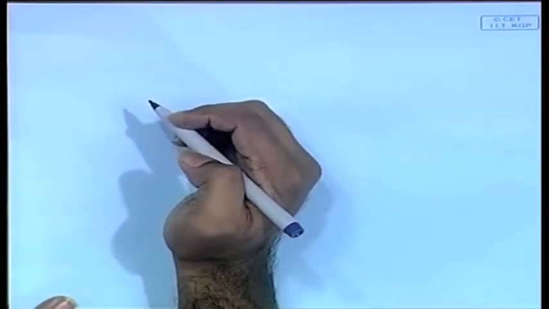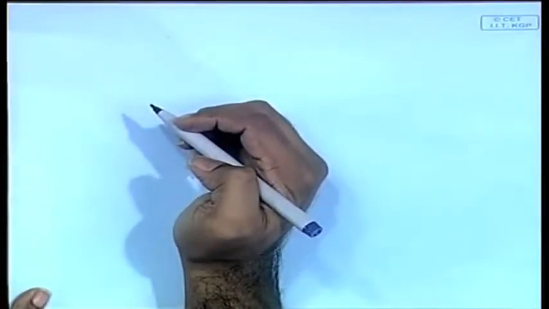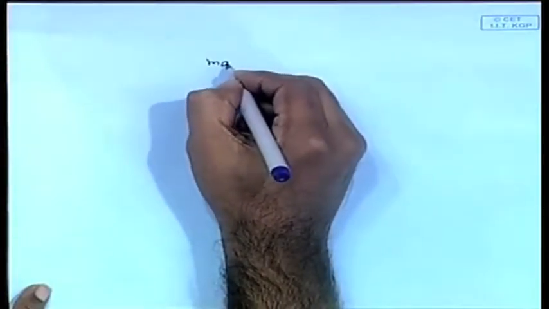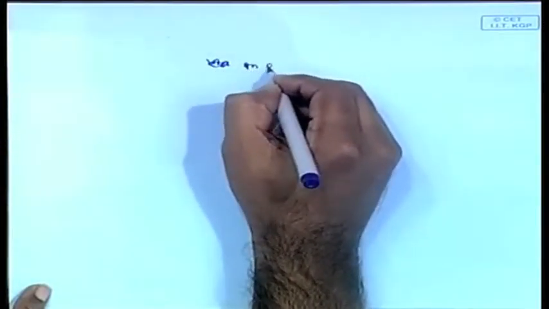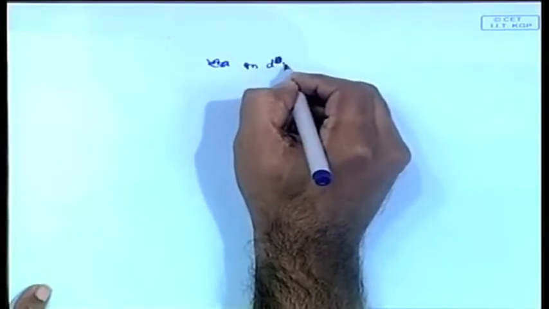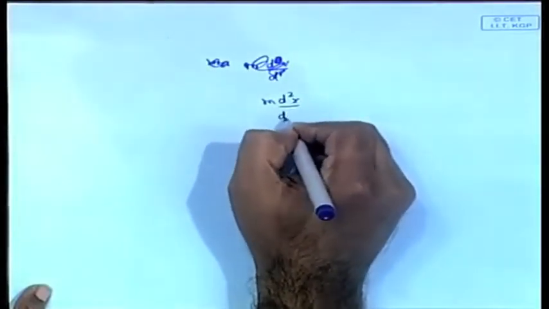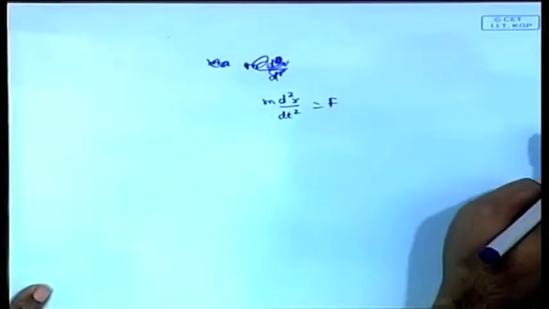Okay, then all right, we go into a little bit about equations of motion. So first of all, we write the equation of motion: m into d square x by dt square is equal to net force. This is Newton's first law of motion.